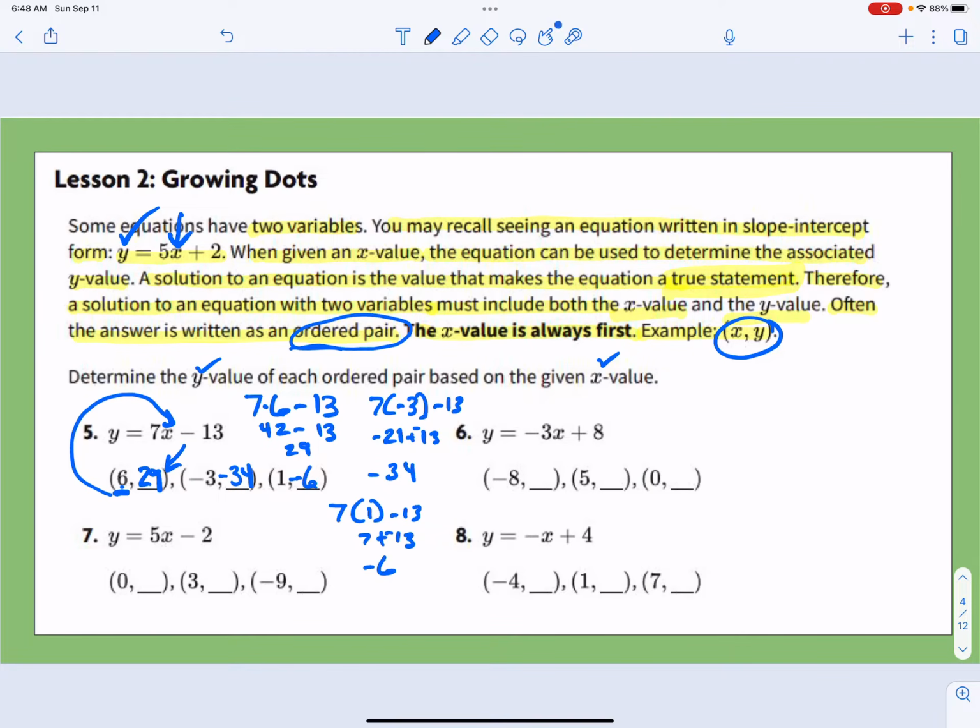I'm going to do one more of these here. I'm going to go ahead and do number 8 for you. Okay, I'm going to skip 6 and 7. It's, again, just plugging things in. You're high school, so I'm not going to give you all the solutions all the time, okay?